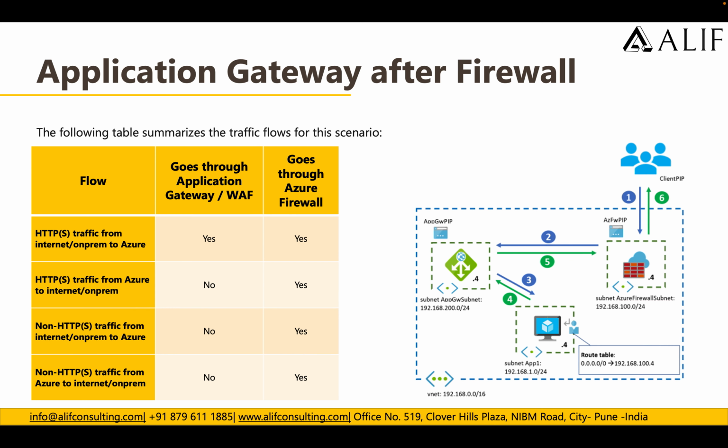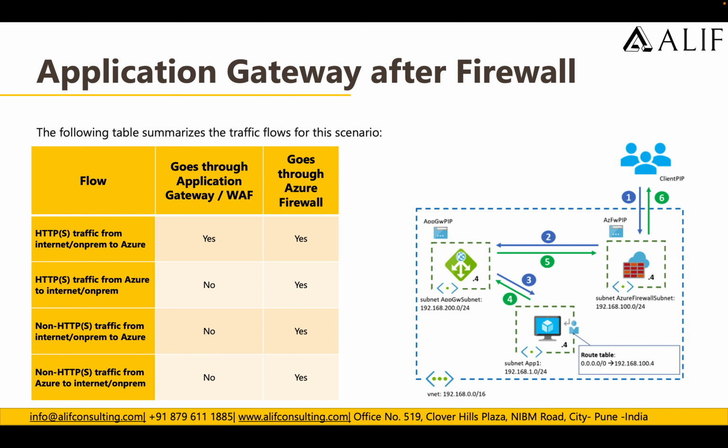Well, the next is application gateway after the firewall. In this case, what is going to happen? It's going to protect you with the WAF, and the rest of the traffic will go directly through the firewall. So how is the traffic going to flow? Your request will come to the firewall, and from the firewall, the request is going to the application gateway, which sends the traffic to the VM. From the VM, the response is going to come back to the application gateway, and from the application gateway, the response is going to the firewall, which scans everything, and from there the traffic will be forwarded to the client IP.